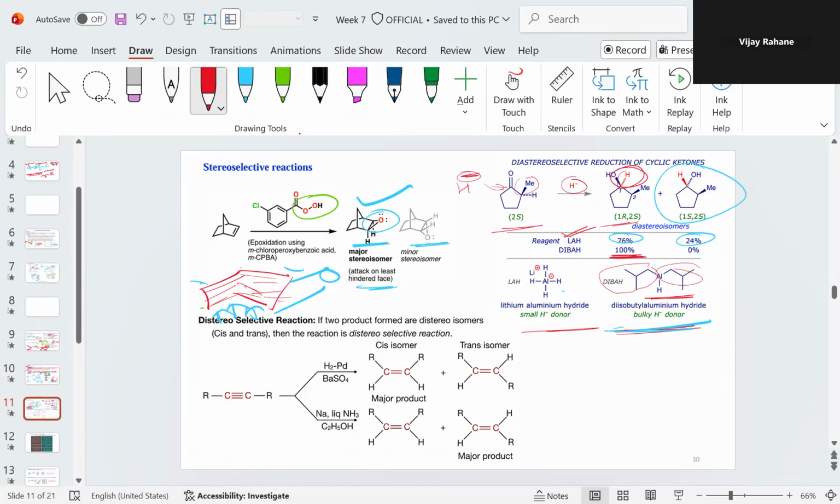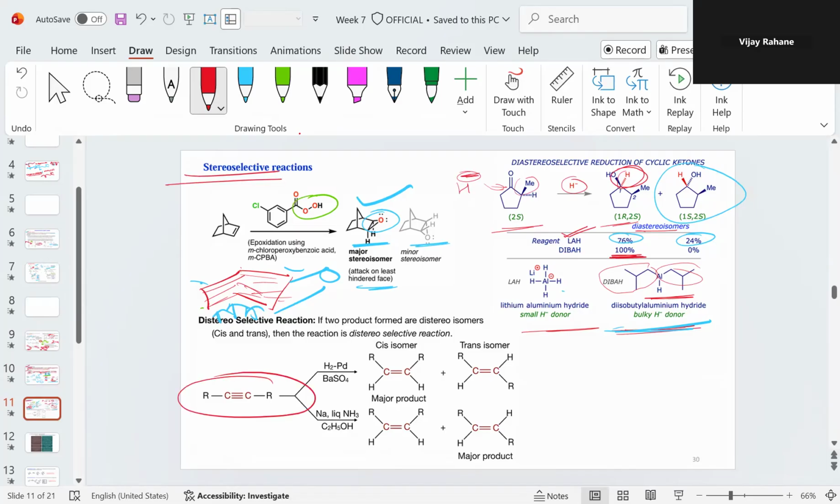Since here there are two chiral centers, we call it diastereoselectivity here. If there is only one chiral center, then we call it enantioselectivity. And if you have two chiral centers, then we call it diastereoselectivity. So this is the difference between enantioselectivity and diastereoselectivity. If only one chiral center is created in the product, then it will be enantioselectivity. If more than one chiral center is created in the product, then we call it diastereoselectivity. Anyway, this is an example of stereoselectivity, so we'll focus only on the stereoselectivity.